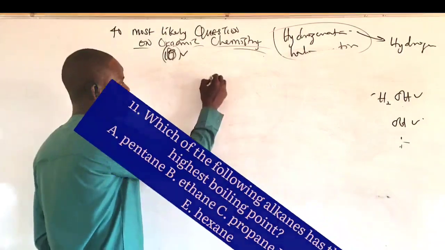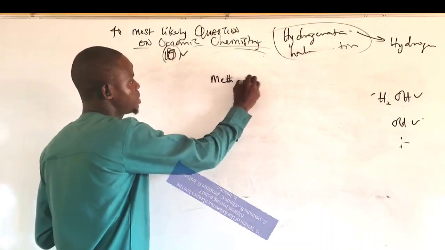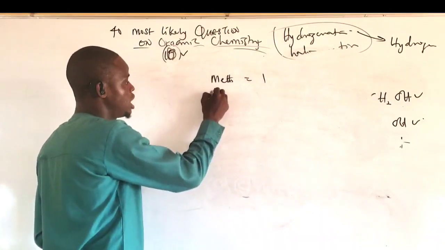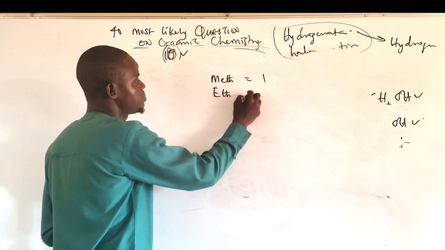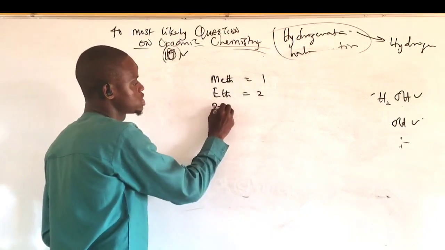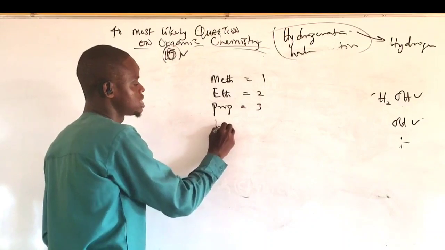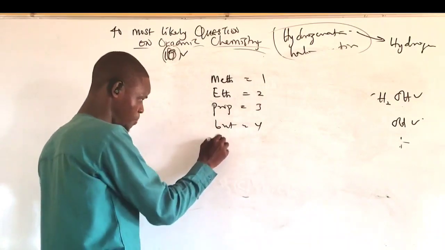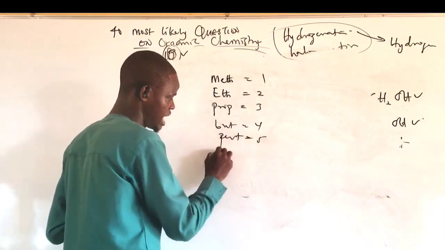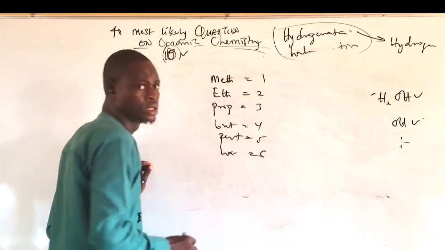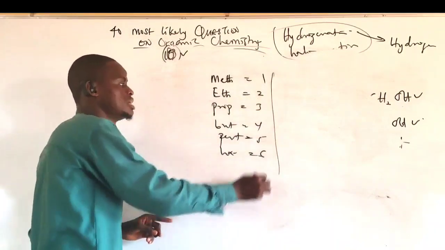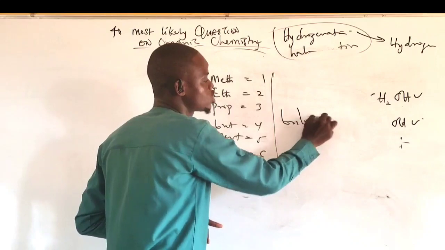Let me write something. Meth simply means one carbon. Eth simply means 2 carbons. Prop simply means 3 carbons. But simply means 4 carbons. Pent simply means 5 carbons. Hex means 6 carbons. Now, as the number of carbons increases, that's how their boiling point also increases.